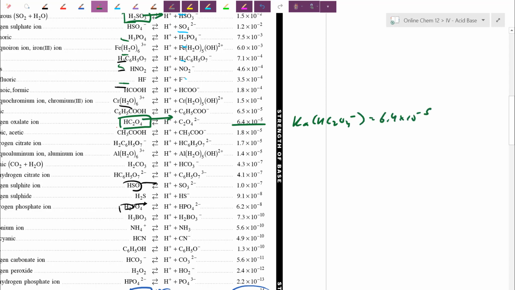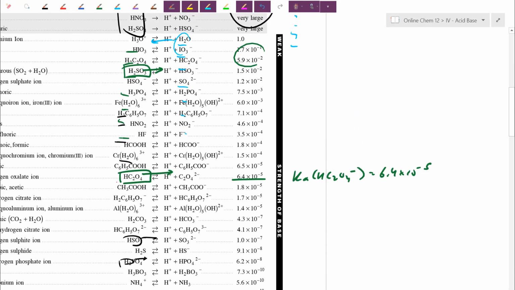Is that the Ka I divide? Or I also find HC2O4 minus up on the top of the table here. So I have HC2O4 minus, and I have a Ka value here. What does this 5.9 number tell you?